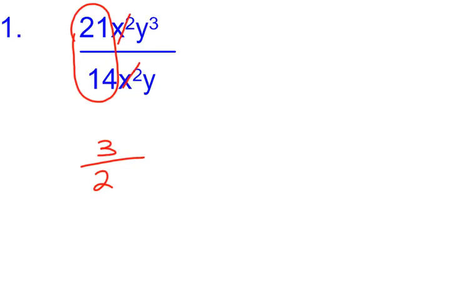So then I'd move on to the y's. Where's the bigger y, top or bottom? Bigger y is on top, so I subtract them. 3 minus 1 is 2. So my answer would be 3y squared divided by 2.